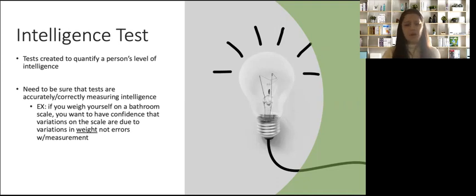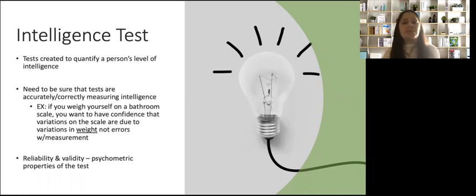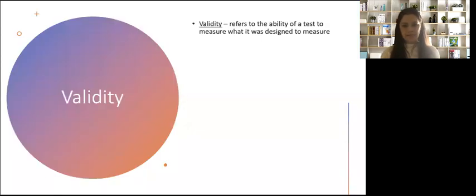Otherwise, you would have no confidence in that thing that is measuring your weight. The same goes for intelligence tests. In order to have confidence in the test, we have to ensure that it's accurately measuring what it is supposed to, which is intelligence. There's a couple of ways that we can ensure this, through reliability and validity measures. So that's what we're going to talk about next.